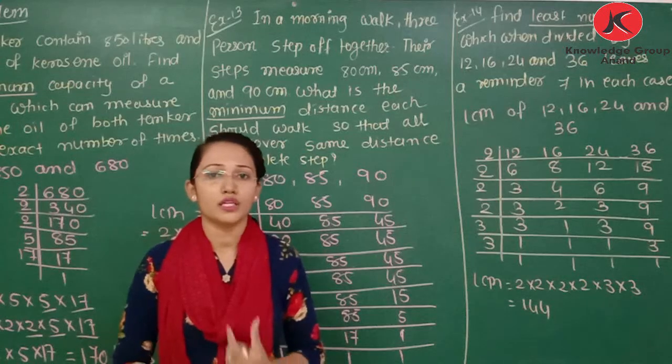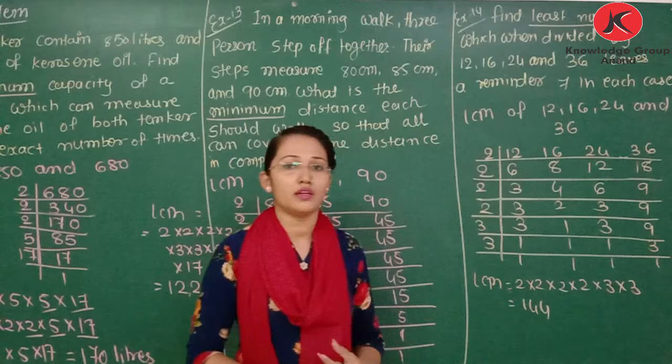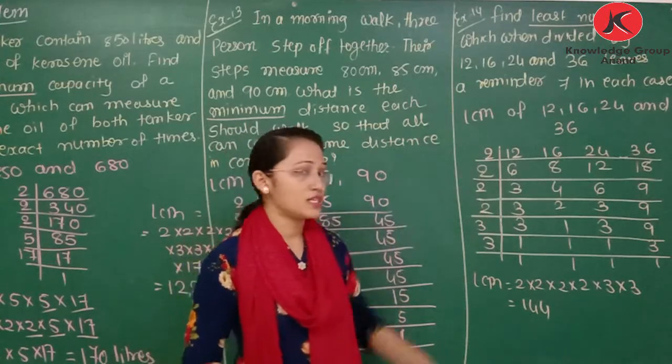Divisible means what? It is divided by that number and gives the remainder 0. But here the remainder is 7.